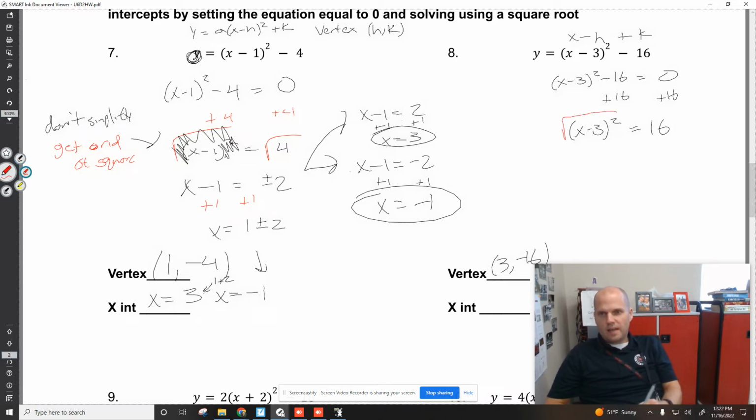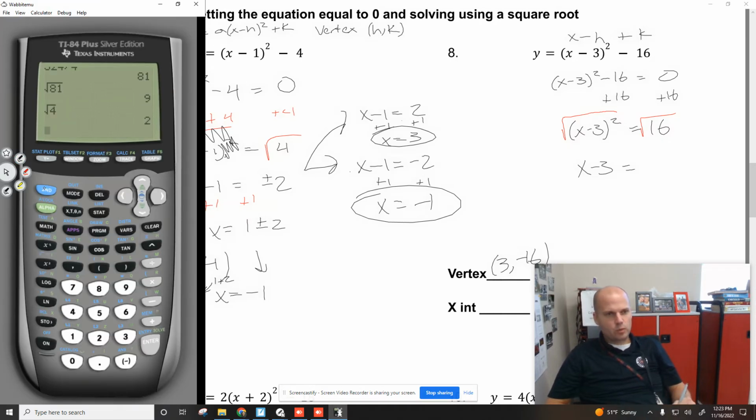Don't try to simplify it. Square root right here. This gets rid of the parentheses and the square, leaving me with just x minus 3. The square root of 16 is just 4. If this was a decimal, I would look to simplify it, which we'll see later. I get plus or minus 4.